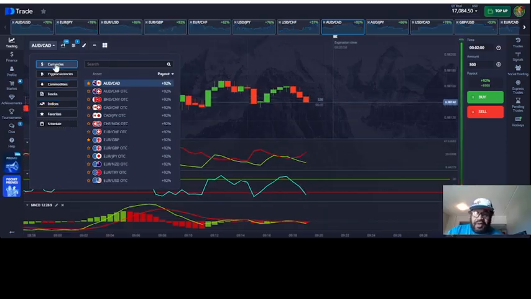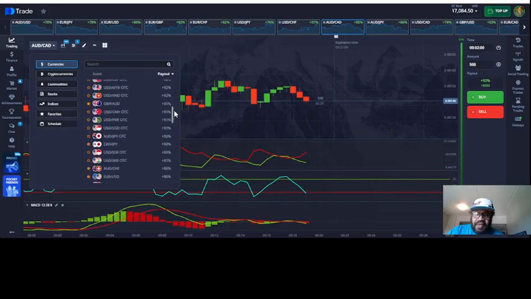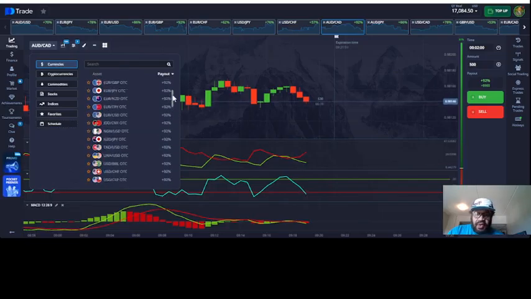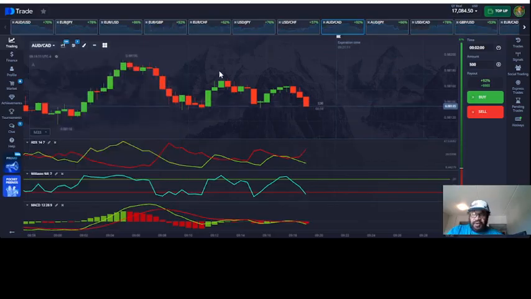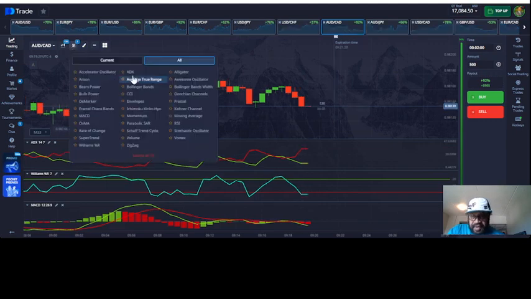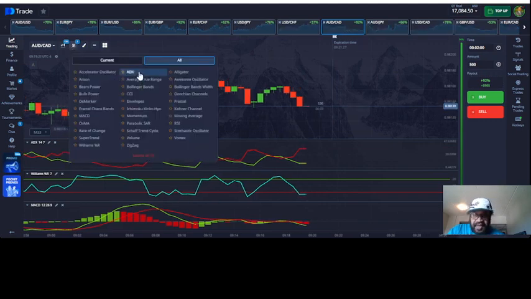When we click on this icon here, a drop-down menu pops up, and I've already checked off all my regular currency pairs. I won't be trading the OTCs or the synthetic currency pairs. Okay, so I'm going to be utilizing three indicators. The first indicator is the ADX indicator. If we click on our indicator icon here, the first indicator is the ADX, the second is the Williams percent R, and the third is the MACD here.